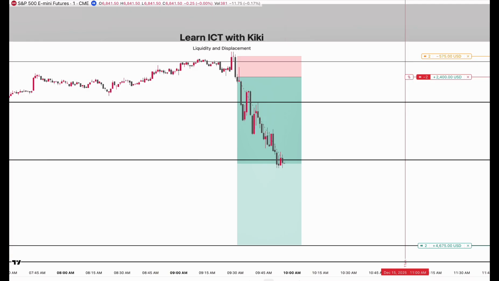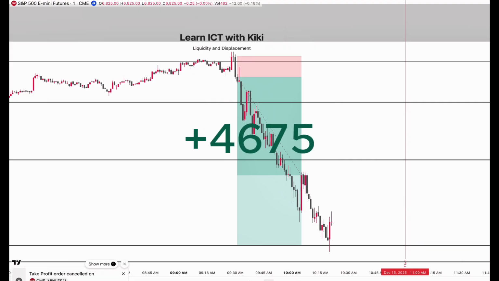As you can see, price moves down and taps into the equal lows. At that point, I would have taken off half of my profit and moved my stop to break even. For learning purposes, I just left the full position on and allowed the trade to completely play out. And overall, everything worked out well with this trade.